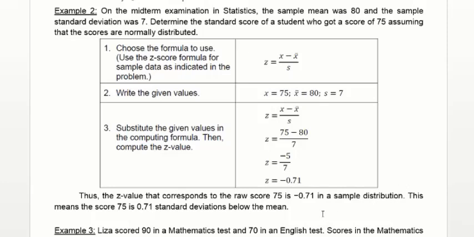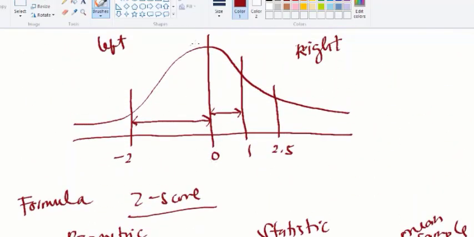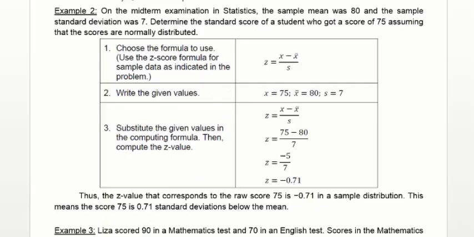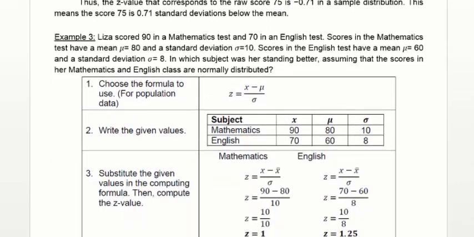Okay, so thus, the z-value that corresponds to the raw score 75 is negative 0.71 in a sample distribution. This means that if you're going to represent this on the curve, it should be around here. Halimbawa, ito yung negative 1 natin. So, yun dapat, yung negative 0.71. Somewhere around here. Okay, so yan yung negative 0.71.